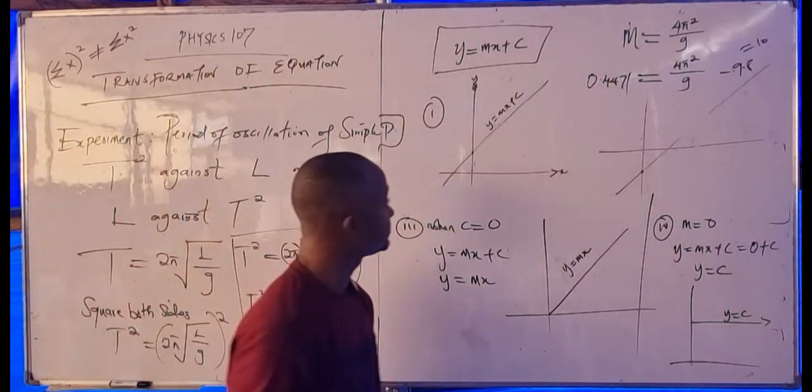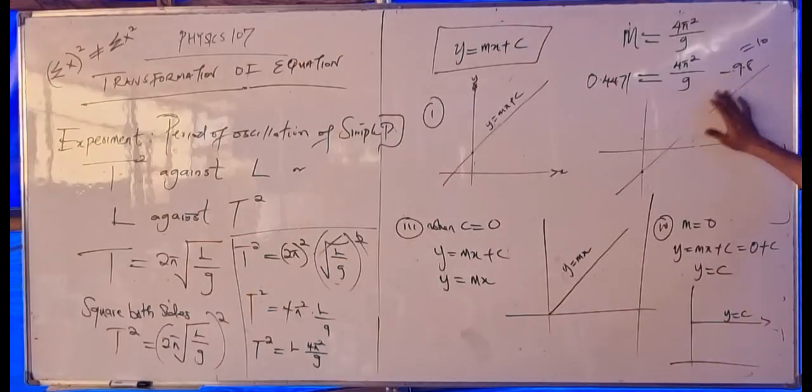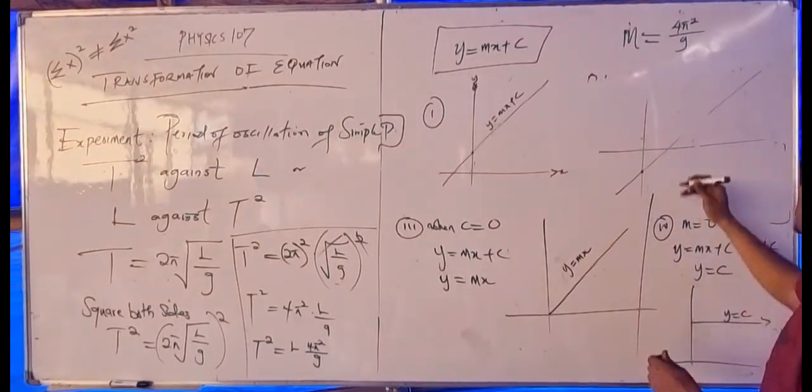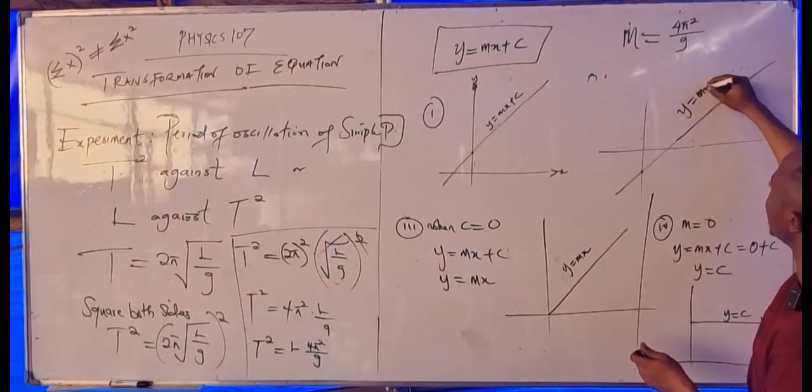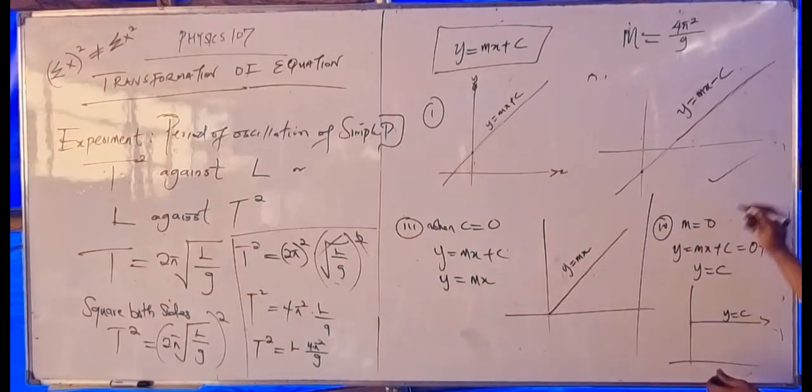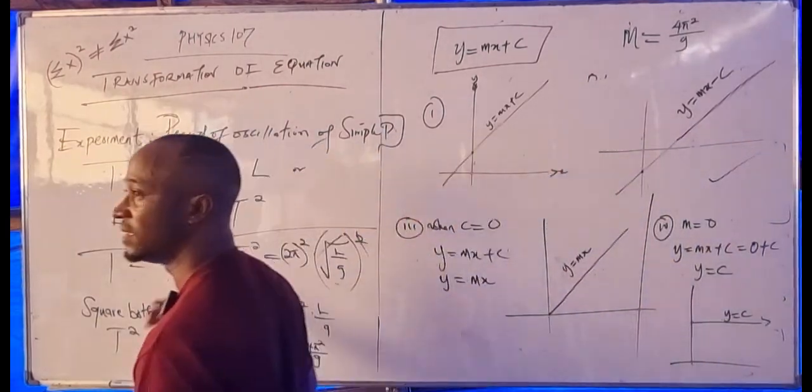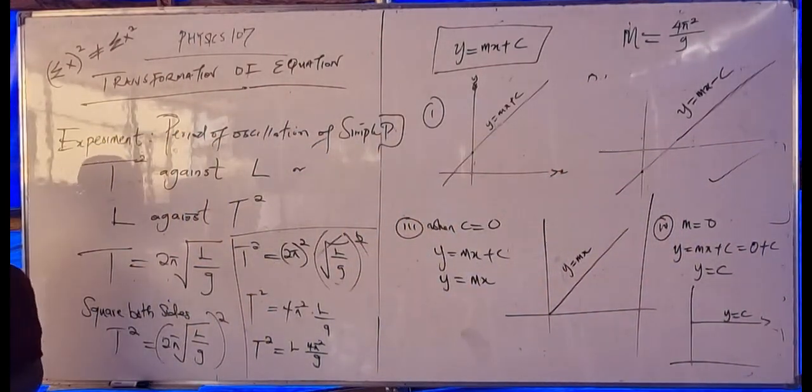Put it down somewhere. I think I created something here, right? This is for Y equals MX plus C. Just put this down somewhere. Different linear graphs.